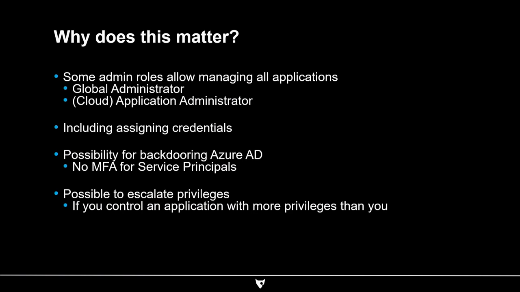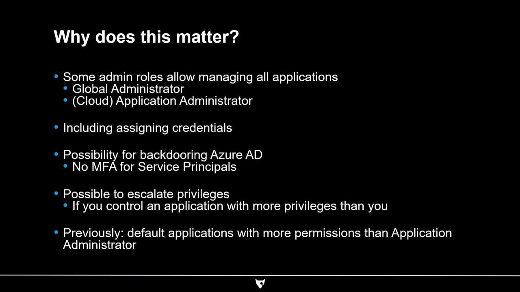Also, if there is an application that actually has more rights than the application administrator, it's possible to escalate privileges this way. Actually, previously, there used to be some default Office 365 applications which had roles assigned that had more permissions than the application administrator had. So the application administrator could just assign credentials to the application and then perform actions that he previously couldn't do. This has been fixed by Microsoft, by the way.